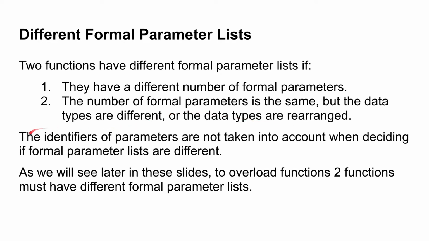One thing to note is when we are telling if two formal parameter lists are different, the identifiers are not taken into account at all. They do not matter. It is all about the data types. And as we will see in later slides, to overload functions, two functions must have different formal parameter lists. And that should be two or more functions, really, because you can overload a function with as many overloads as you would like, as we will see in examples later on in this video.